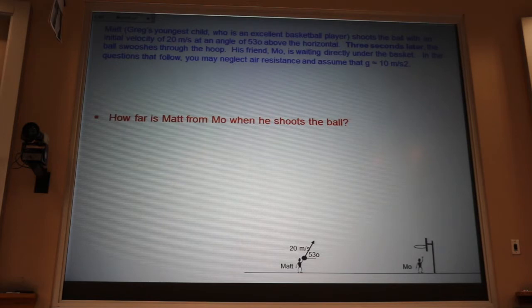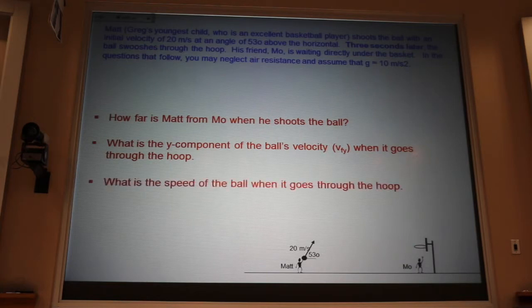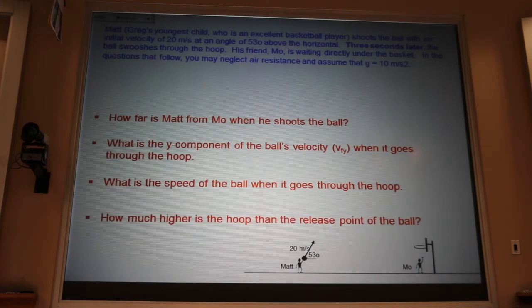That's my delta x. What's the y component of the ball's velocity when it goes through the hoop? That's v final y. What's the speed of the ball when it goes through the hoop? That's the magnitude of the total velocity vector. Okay, that's the square root of v final x squared plus v final y squared. Now, how much higher is the hoop than the release point of the ball?